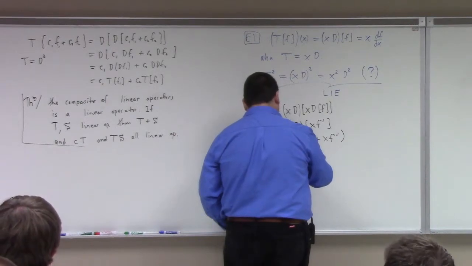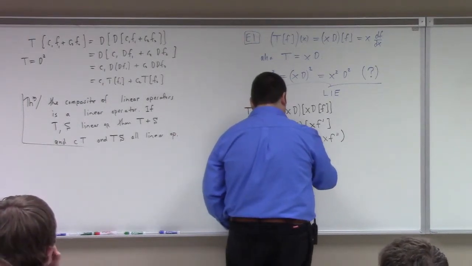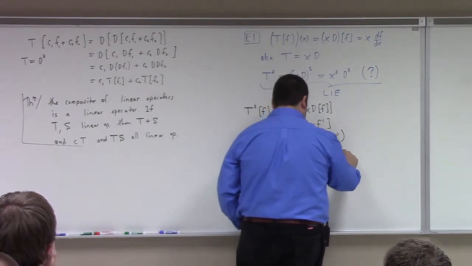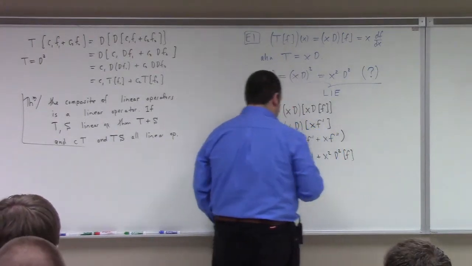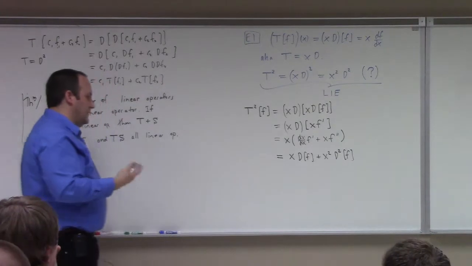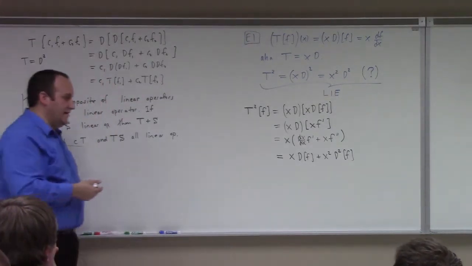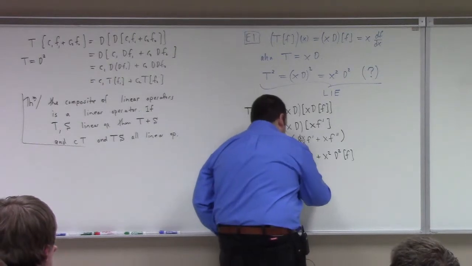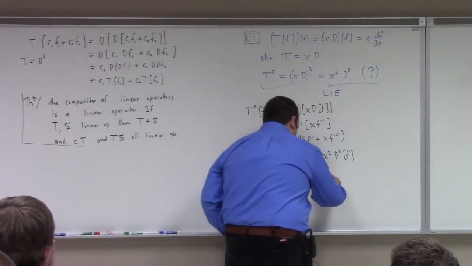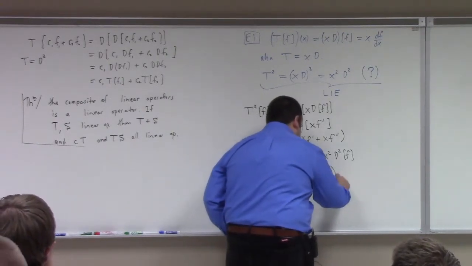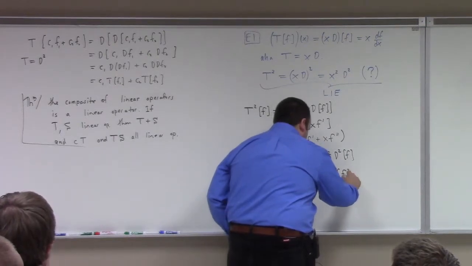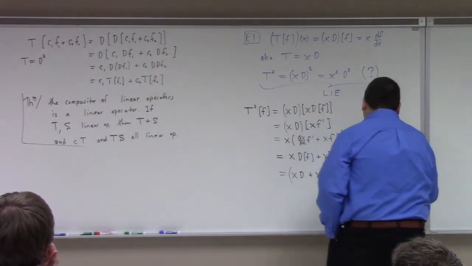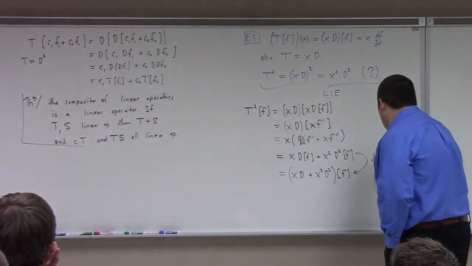So x d acting on f plus x squared d squared acting on f. And what I'm about to write is actually a definition. How do you add operators? You add them pointwise. So this is xd plus x squared d squared. This is an operator, and it acts on the function f. Going from here to here is just a definition of how we add operators.